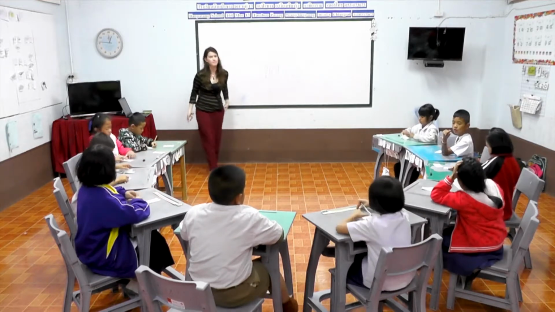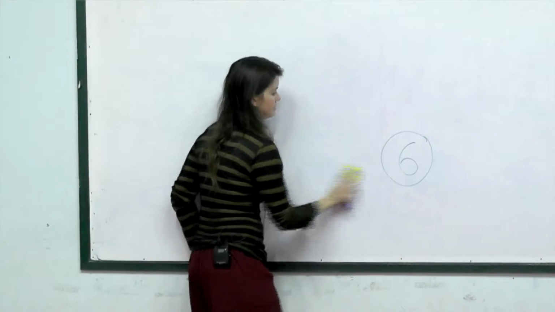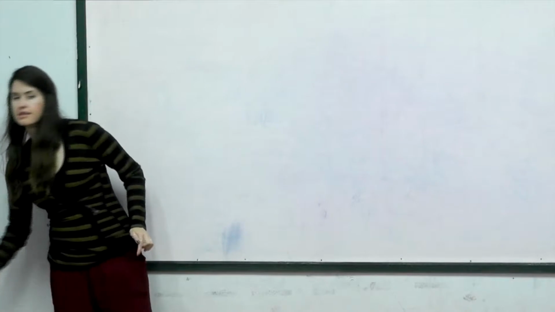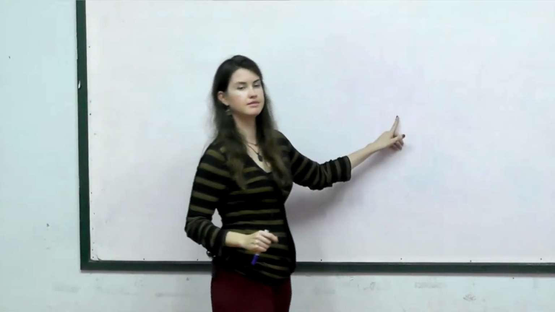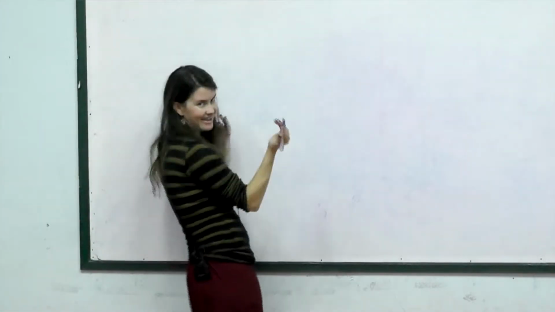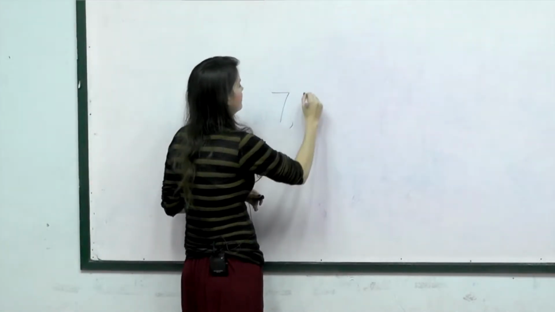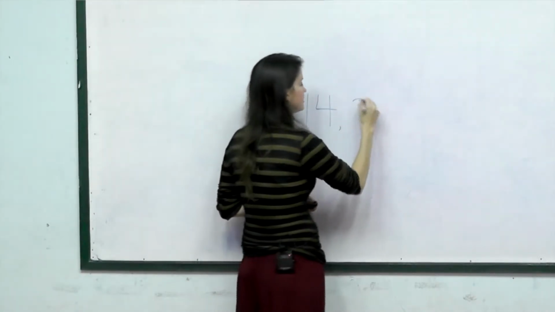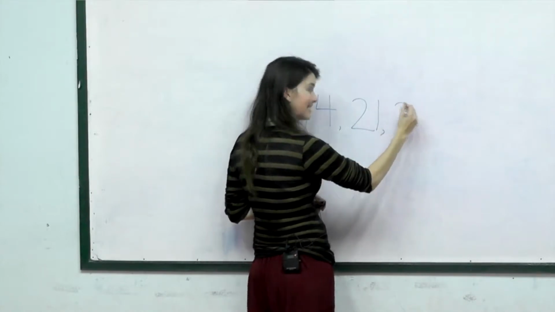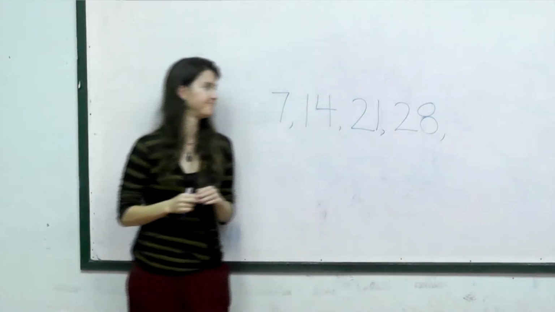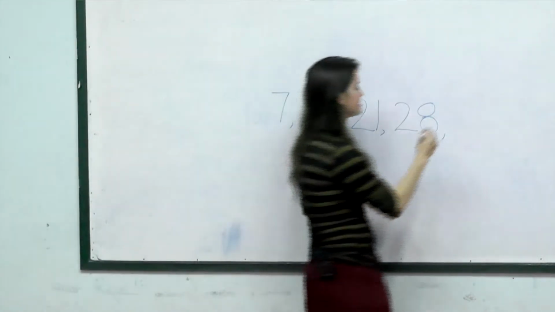Okay, this time, let's try with 7s. We're going to count by 7s. Do we need the numbers up here? Yeah? Okay, what number goes first if we're counting by 7? 7, 14, 21. Good. 28. Very nice. 35. Great job.